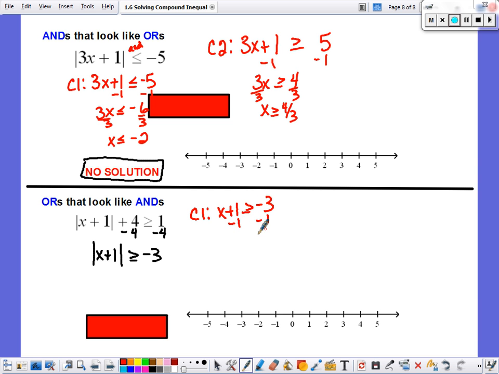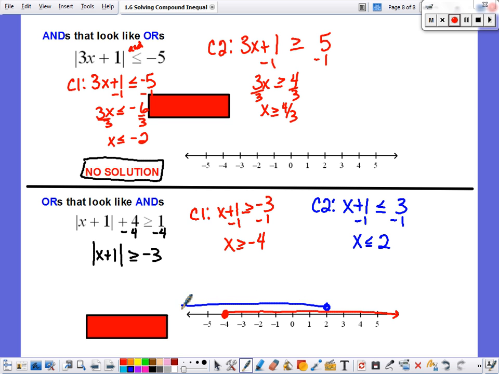So I subtract 1. There's my first one. X is greater than or equal to -4. So here it is, and I go this way. And then my second one, I'll do in blue. Case 2, be careful on case 2. Drop the absolute values. Change the sign, flip the sign. Change the sign, flip the sign. Subtract your 1, and you get x is less than or equal to 2.